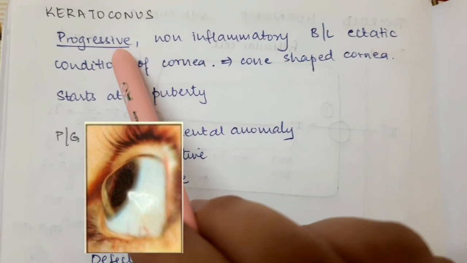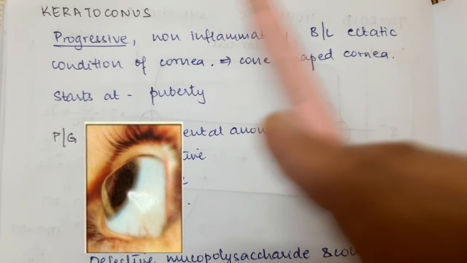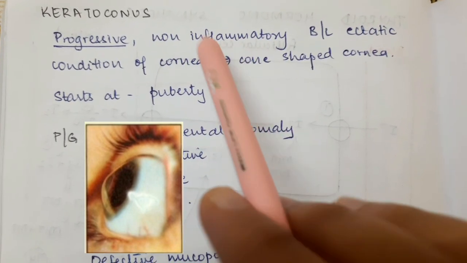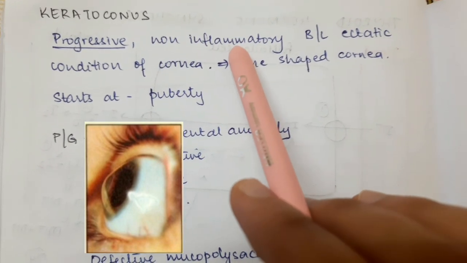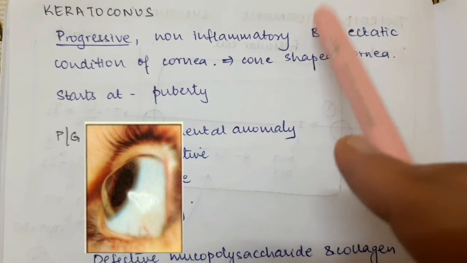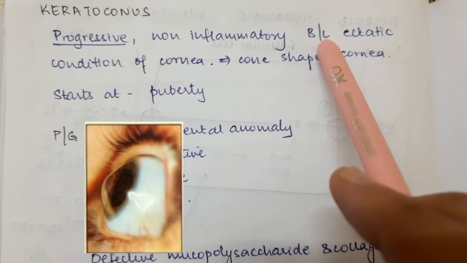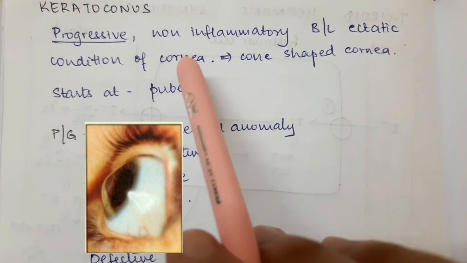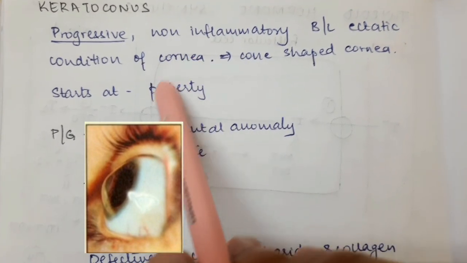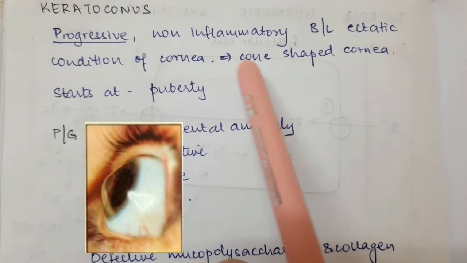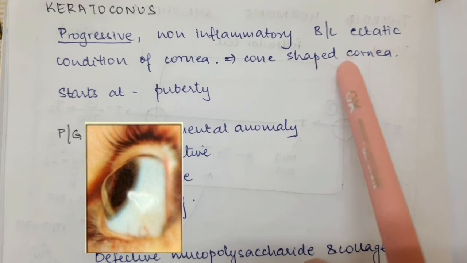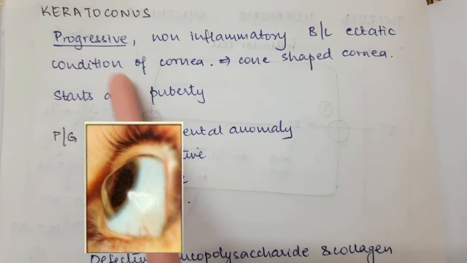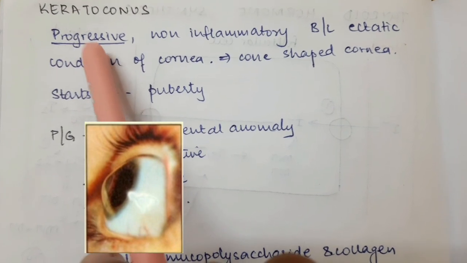So it is progressive, which means it progresses with time. It is non-inflammatory, which means it is not accompanied by any inflammatory conditions. Bilateral, which means it happens in both eyes, and ectatic means that it leads to a bulge or an ectasia in the cornea, and it eventually leads to a cone-shaped cornea. This condition starts at puberty and eventually progresses in life.